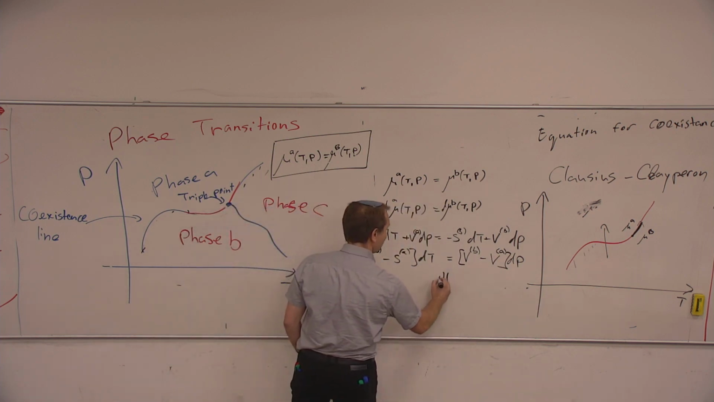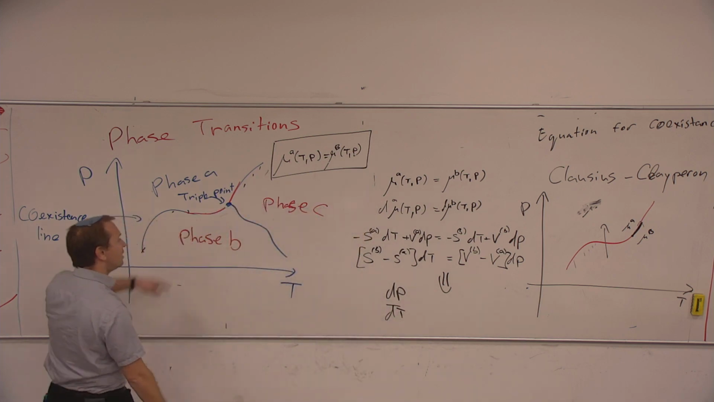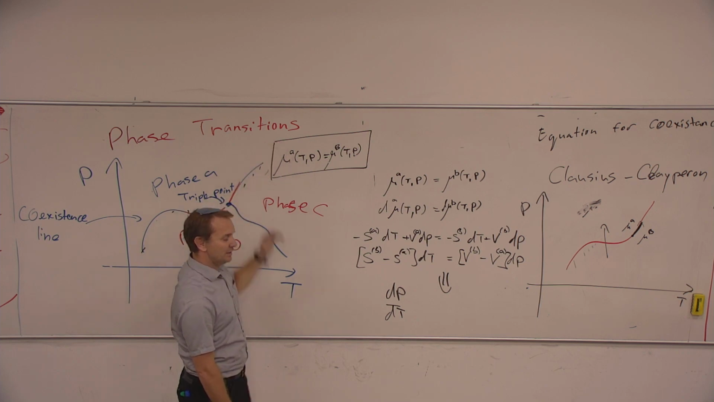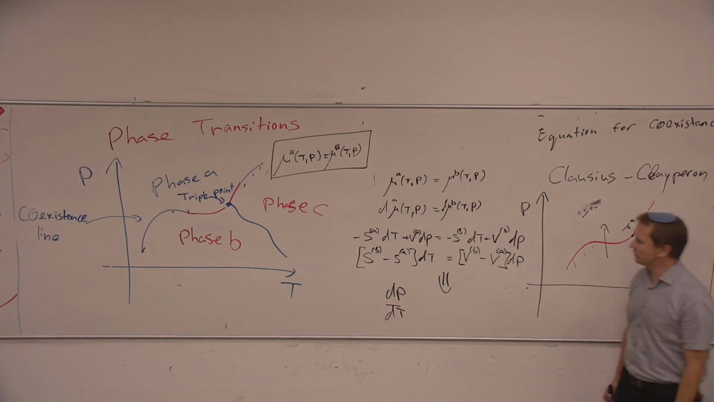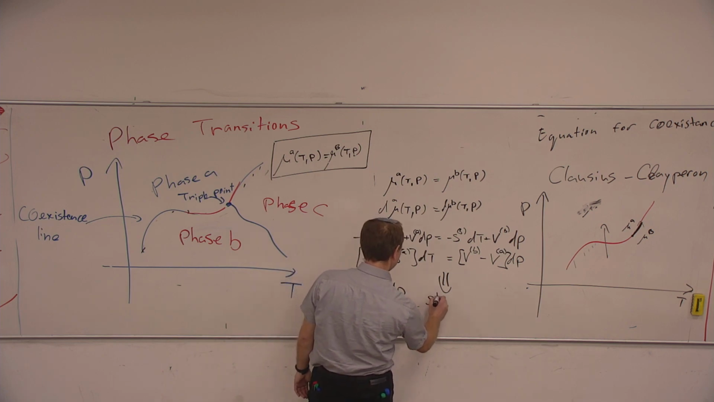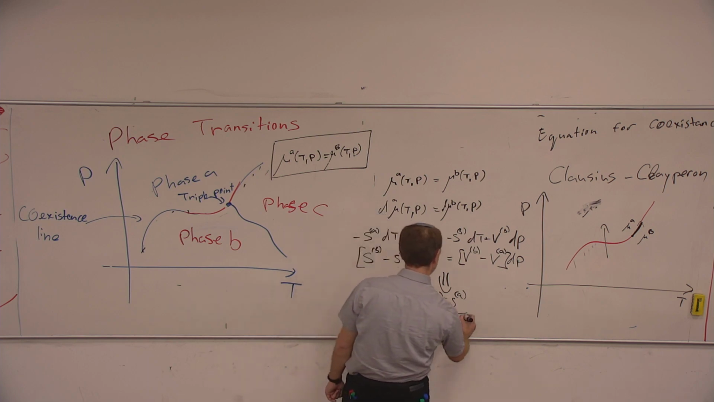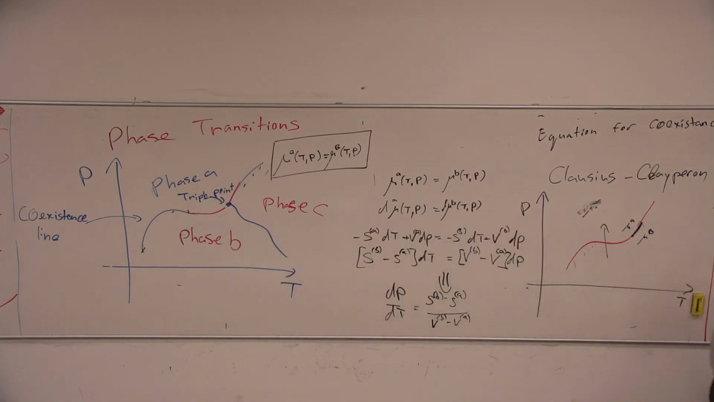And out of this equation, we obtain dp/dT. This is not a solution of the function already, and I don't really care. I want a differential equation that will define me a line. This is what differential equations are for. So dp/dT equals (s_b − s_a) divided by (v_b − v_a). And this is the Clausius-Clapeyron equation.